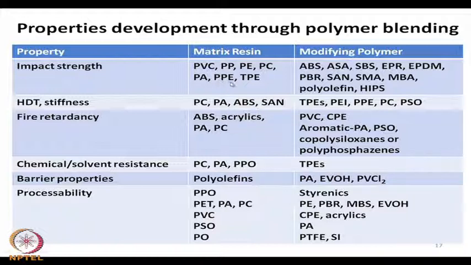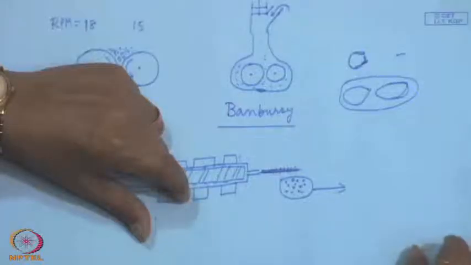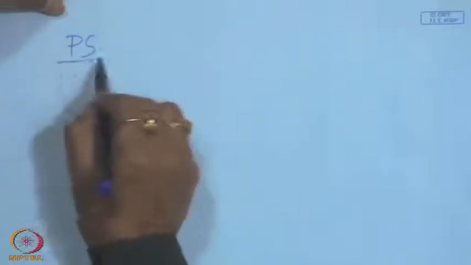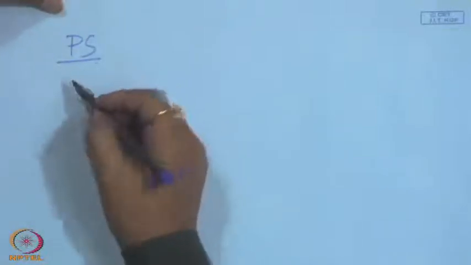Polystyrene is a brittle polymer. To improve the impact properties of polystyrene, we can make a blend of polystyrene with a little bit of polybutadiene. Polystyrene is a brittle polymer, that means a low impact polymer.